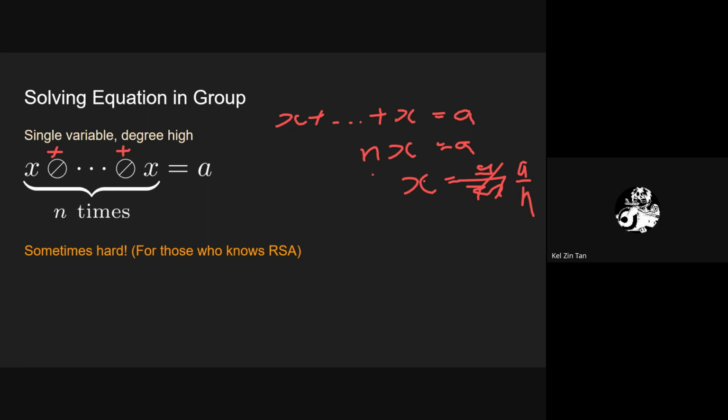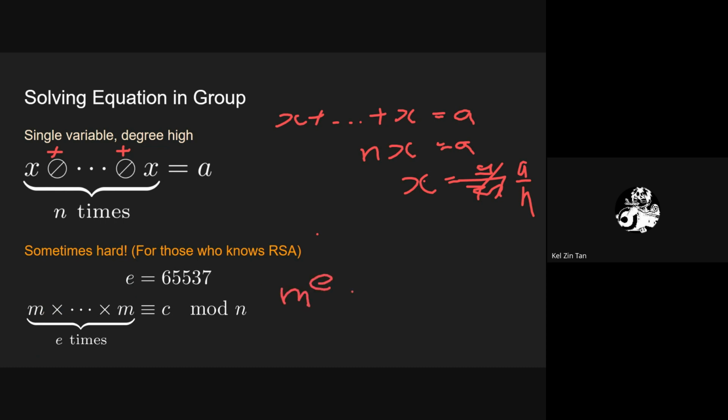But then, if you know RSA, the security of RSA actually depends on this itself, right? So for RSA, we are raising some numbers to the power of e. So we are doing m to the power of e, congruent to c mod n. And if you say that this is easy, then we can break RSA already because we can always find the m, right?